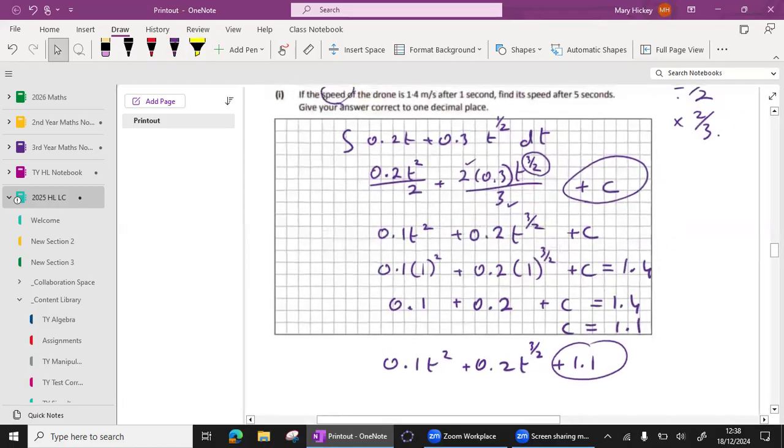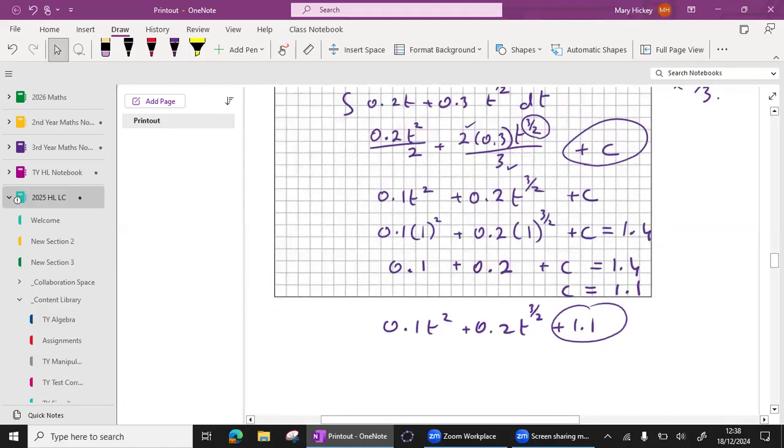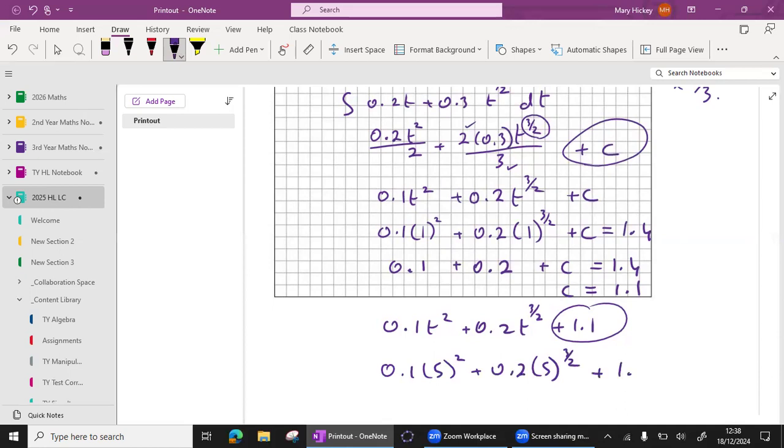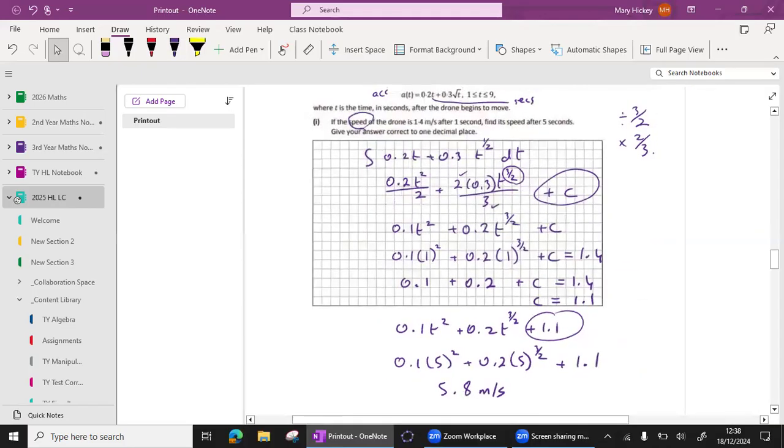You were then asked to find the speed after 5 seconds. So now we're going to put 5 in the place of t. So anywhere there is a t, we're putting a 5 and we end up with 5.8 meters per second. And that's that one done.